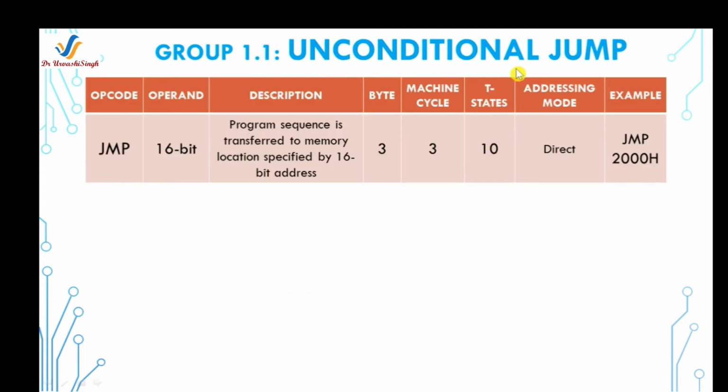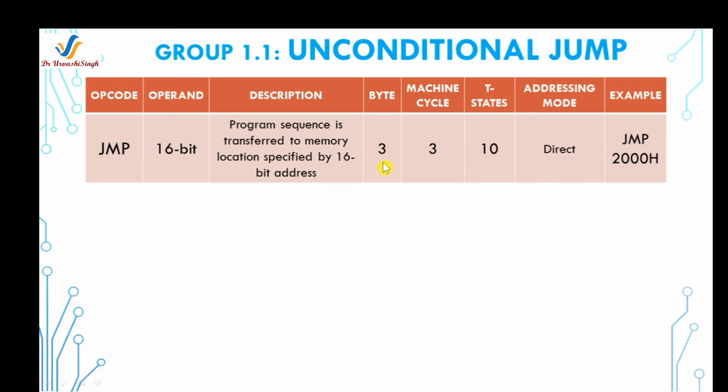Unconditional jump. This instruction enables the programmer to set up the continuous loops. So let's see the opcode. It is JMP. The operand is 16-bit address. JMP instruction is used to transfer the control of the program to a memory location which is specified in the instruction or provided by the microprocessor, or it can be given by some extra hardware.